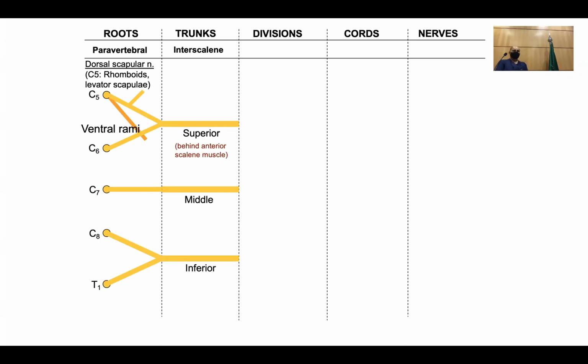Then I have from C5, C6, C7 somebody who's very important. This was the one controlling my muscle, serratus anterior: the long thoracic nerve. And if this nerve is gone, I will have winging of the scapula. Winging of the scapula is because of the long thoracic nerve, and the muscle is serratus anterior. That's it. No one else. Please be clear about it.